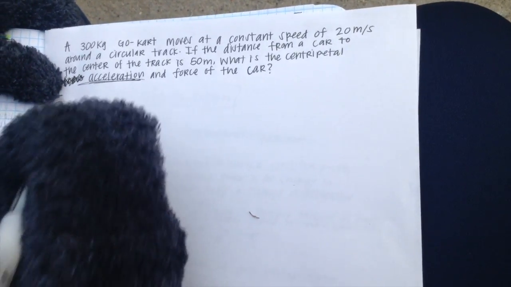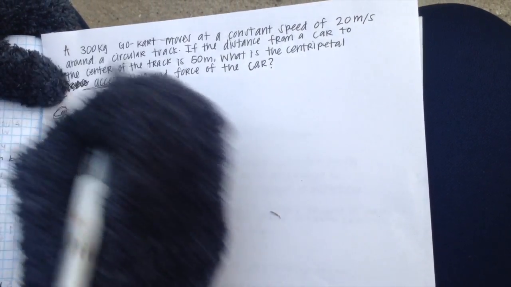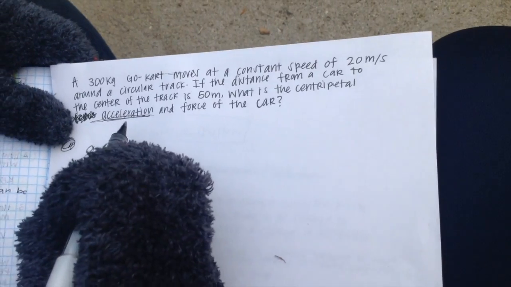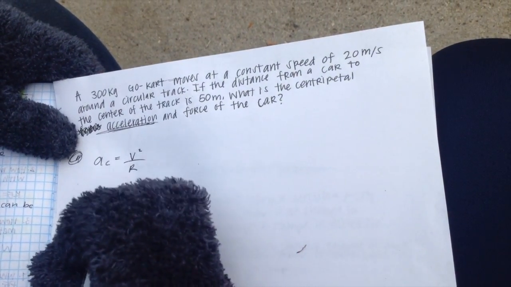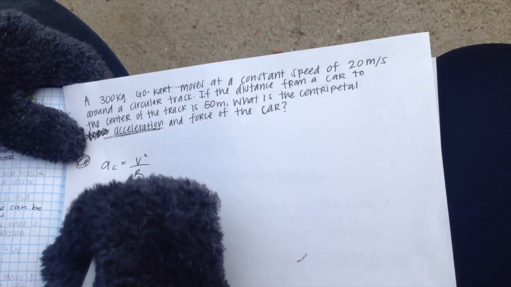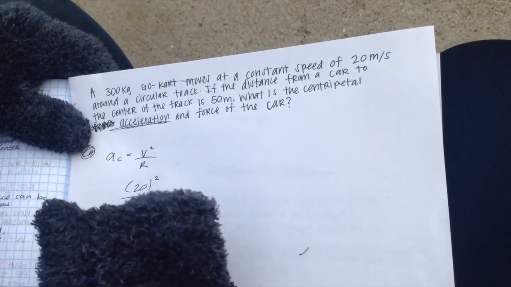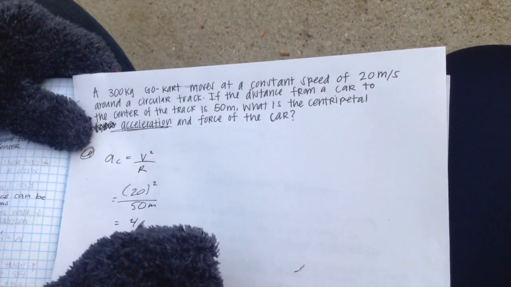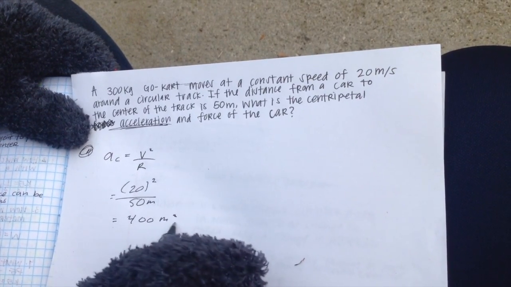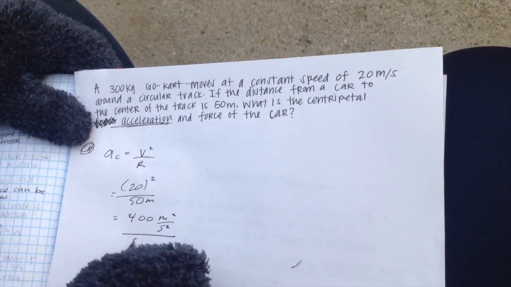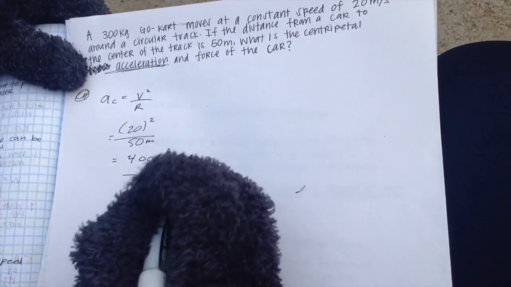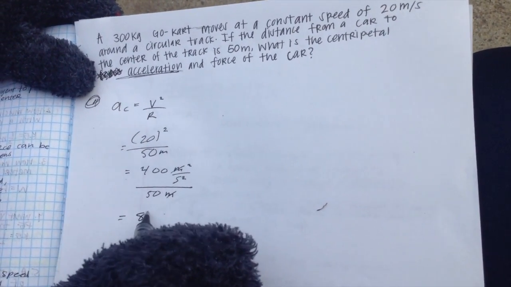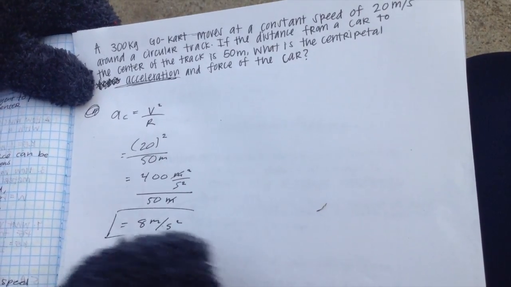And so we would use the given. The given is 20 meters per second. We would square it over the radius, which is 50 meters. That equals 400 meters squared over seconds squared over 50 meters. To simplify this, the m's would cancel, and 400 divided by 50 would be 8 meters per second squared. And that's the answer to the first.